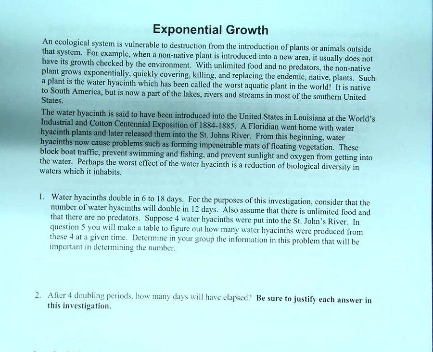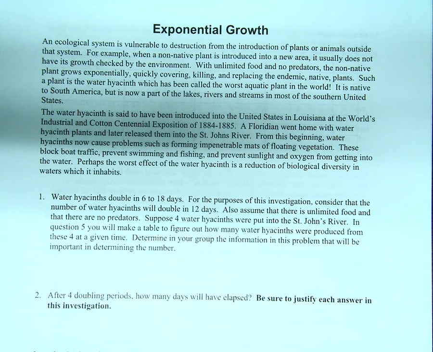It is native to South America, but is now part of the lakes, rivers, and streams in most of the southern United States. The water hyacinth is said to have been introduced to the United States in Louisiana at the World Industrial and Cotton Centennial Exposition of 1884 and 1885. A Floridian went home with water hyacinth plants and later released them into the St. John's River. From this beginning, water hyacinths now cause problems such as forming impenetrable mats of floating vegetation.